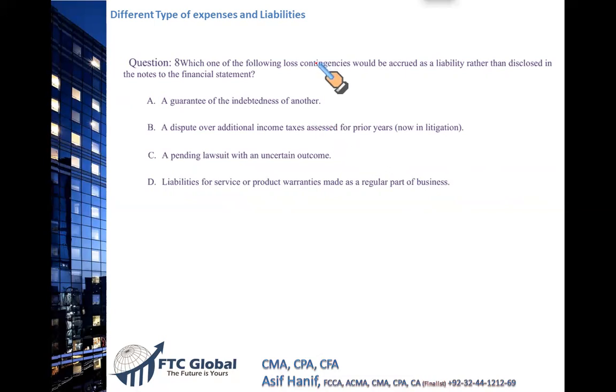Which of the following loss contingencies would be accrued as a liability rather than disclosed in the notes to financial statements? A guarantee of the indebtedness of another. Let's say, Hamad, you took a loan and you asked for my guarantee for the loan. This is not my liability unless Hamad defaults. If Hamad defaults, then I become liable. Just being a guarantor doesn't mean you are liable unless the default takes place. So this is wrong.